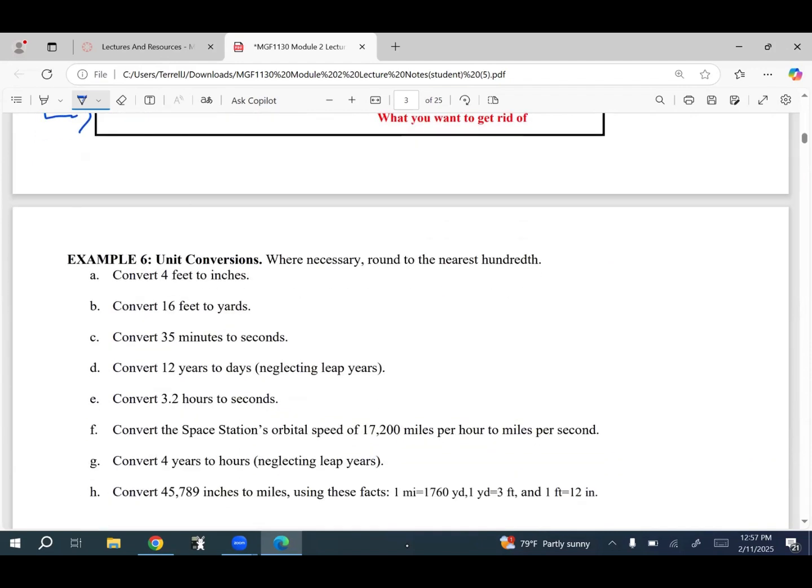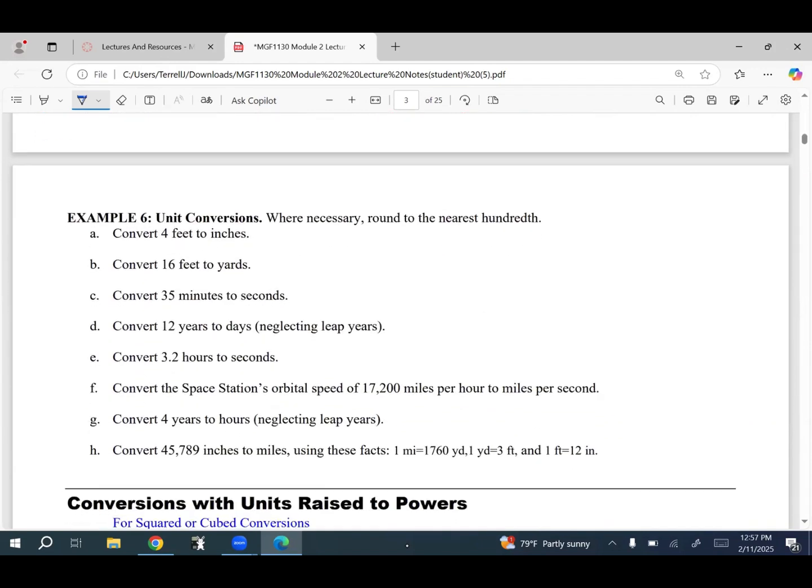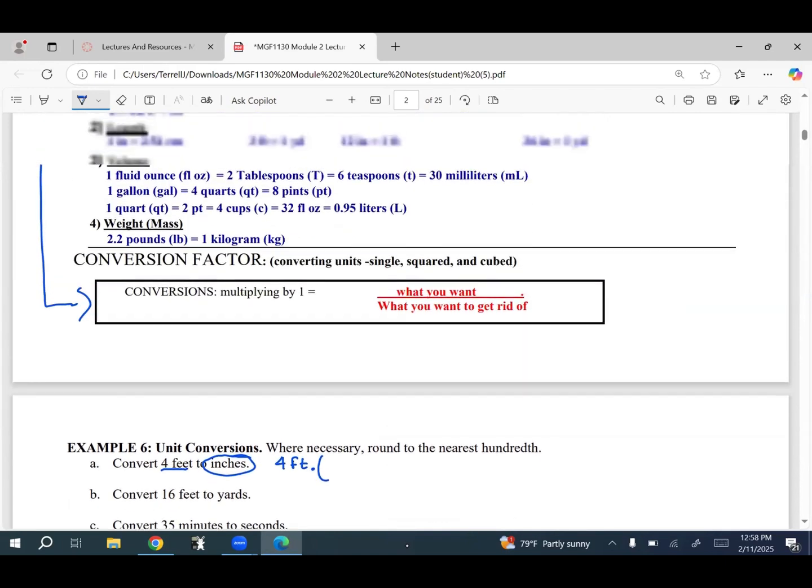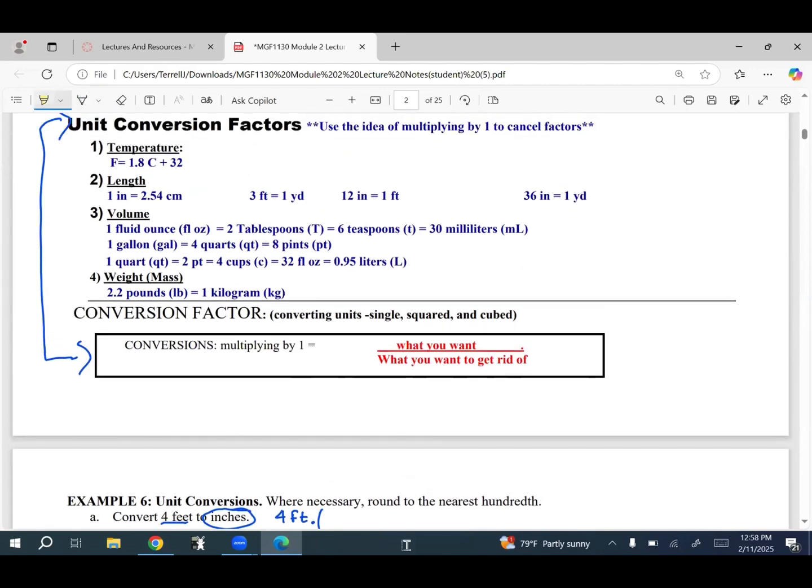Okay. So let's look at some of these in example 6, unit conversions. It says convert 4 feet to inches. So the first thing I want to do, I'm not solving anything here, so you don't have to put an equal sign and something's an X. You start with what you're given, 4 feet, and I'm going to multiply it by some conversion from feet to inches. Look up here. There is a conversion from feet to inches, and it's 1 foot is 12 inches.